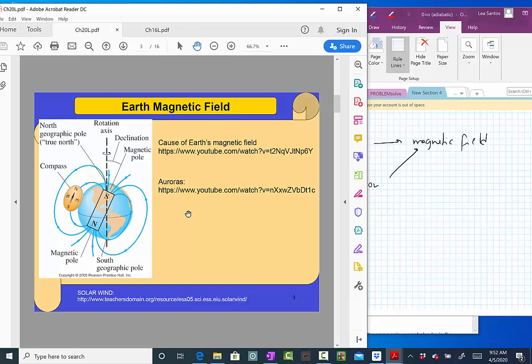So this is the end of this introduction. We are going to continue in the next lecture talking about the magnetic fields created by current.